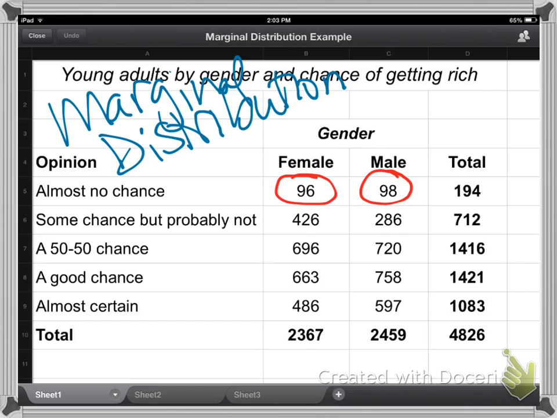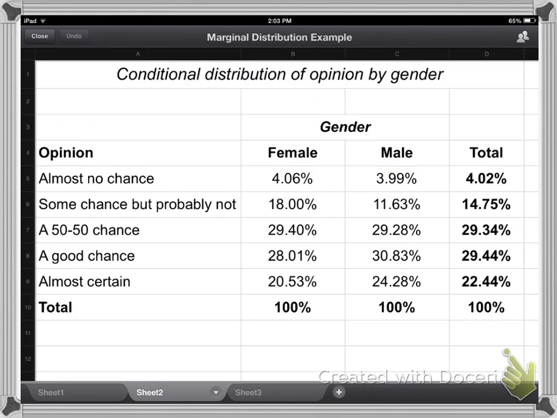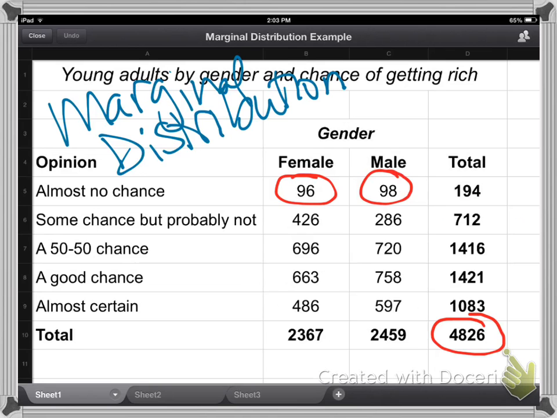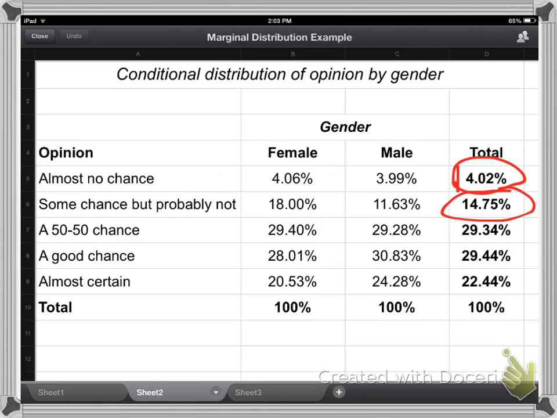And then you divide that by the total number of responders that you have. So you add 96 plus 98, and then you divide that total by 4,826, and that's where we come up with the percent of 4.02%. So 4.02% of all respondents said they thought they had almost no chance of becoming rich. And then to get those who said some chance but probably not, you do the exact same thing. We would add 426 and 286, and then divide by 4826. And then you add your way on down.